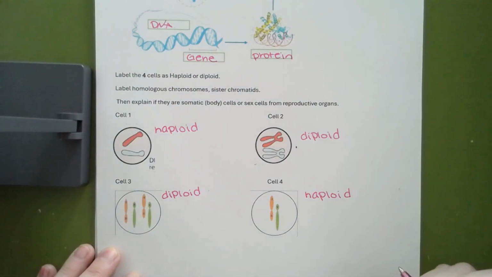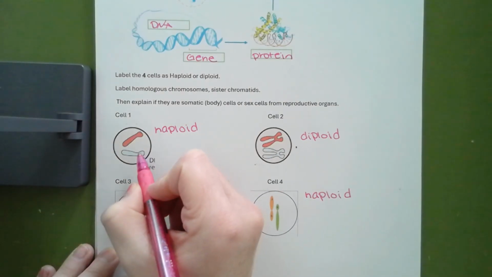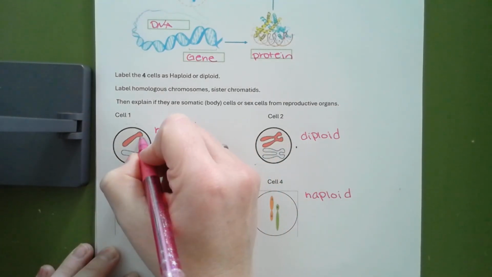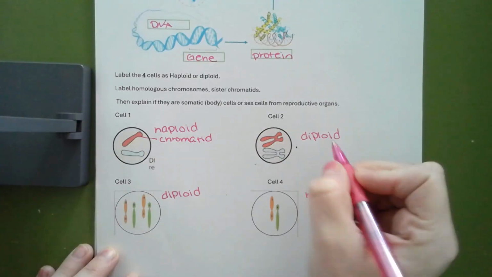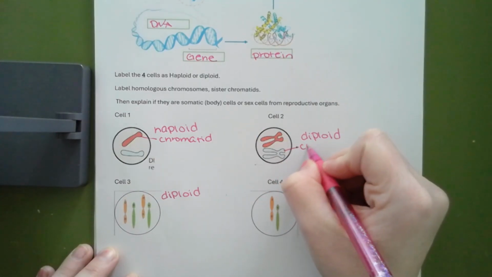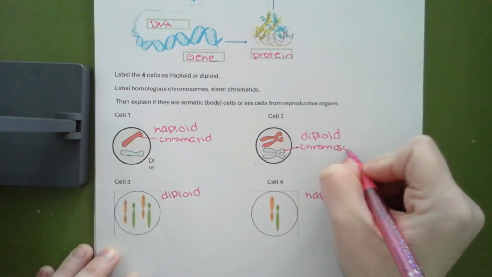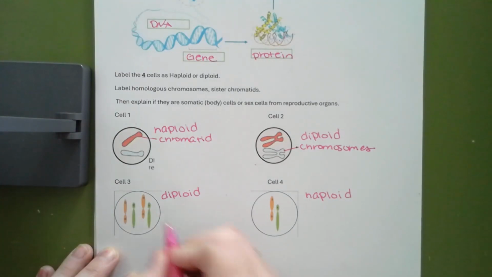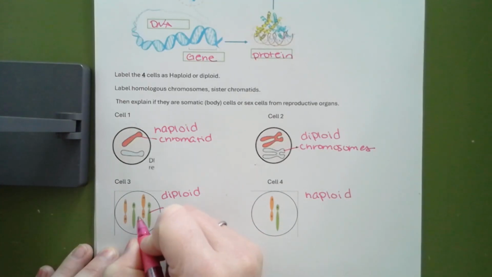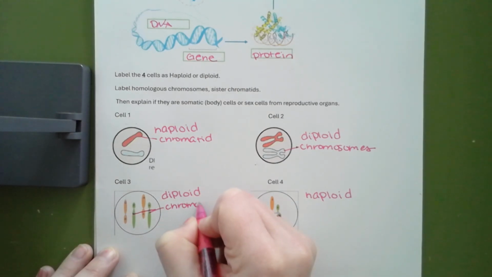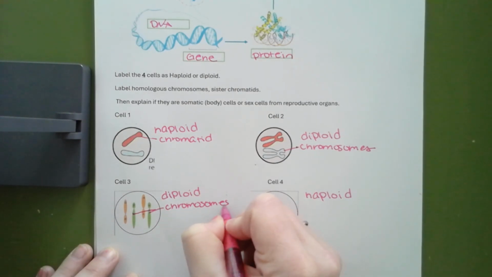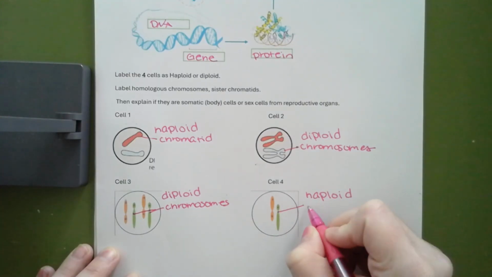All right. Are these chromatids or chromosomes? Chromatids. What about these? Chromosome. But it has to be 2 of them, right? And this one? Chromosome.